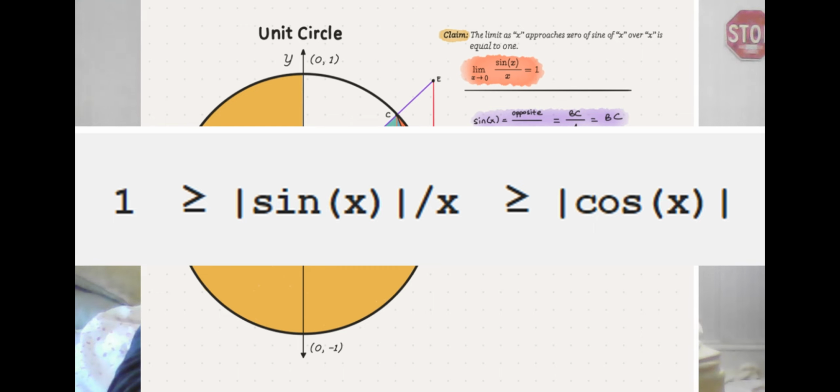Now, as we take the limit as x approaches 0 for this inequality, we see 1, as it is a constant, is obviously not affected by x and remains 1, but the limit of cosine as x approaches 0 is also 1. So therefore, the limit of sine of x over x equals 1. There's a very good reason we did this proof first, because the proof of the limit of cosine of h minus 1 over h as h approaches 0 will actually involve this very proof, as we will see.